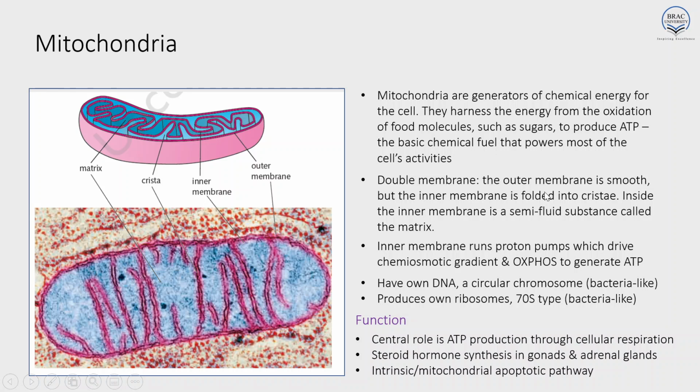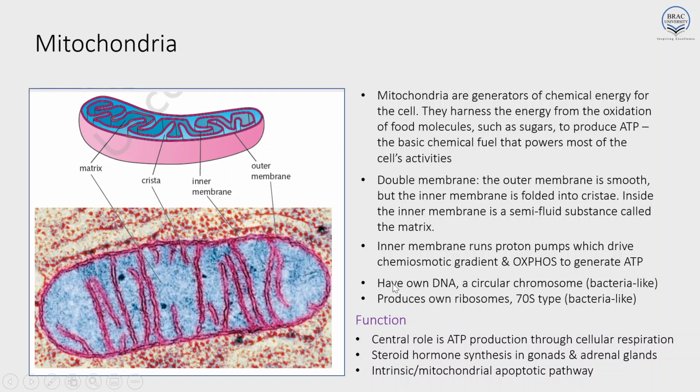The outer membrane is smooth, and inside the inner membrane there are cristae. So this is crista, and the plural is cristae. The inner membrane is involved in oxidative phosphorylation, and the inner space is also called the matrix. The inner membrane contains a lot of enzymes that are required for energy production.